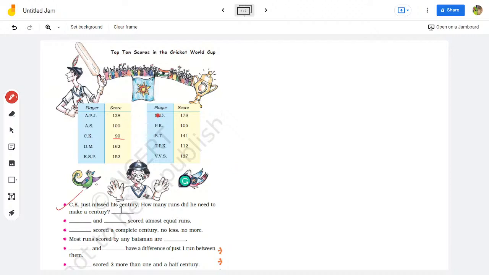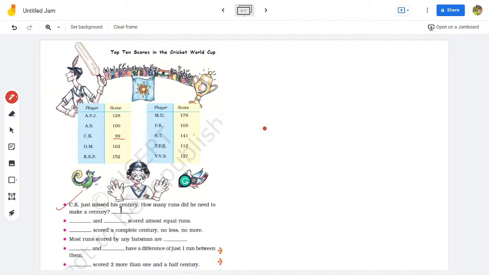APG has 128, AS has 100, CK has 99, DM has 162, KSP has 152, then we have 178, 105, 141, 112 and 127.